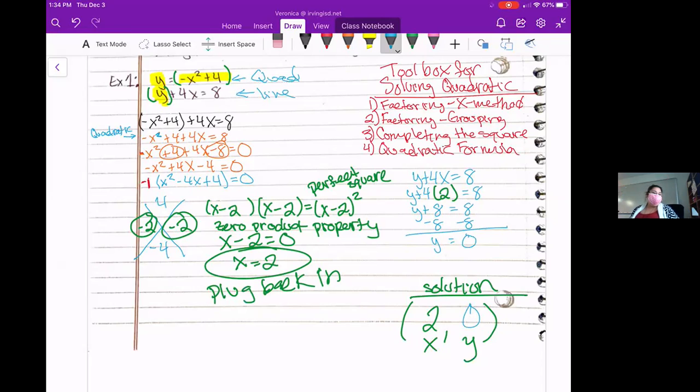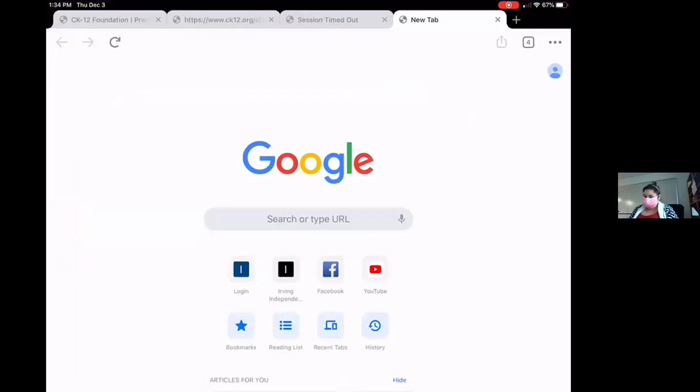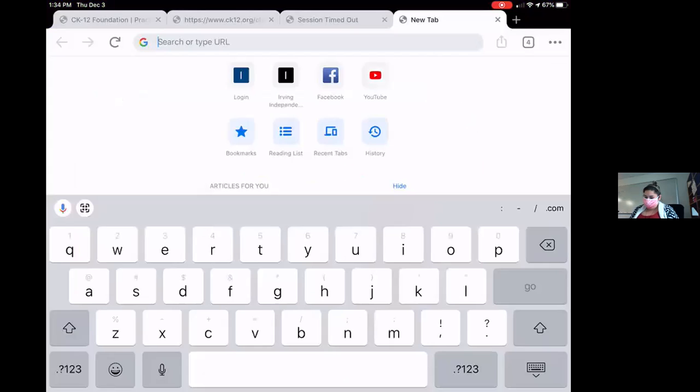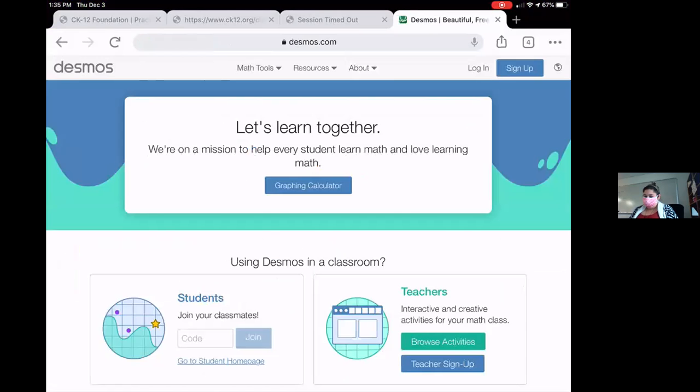Okay, hold on. Let me see if, because I had to keep switching back and forth with 6th period, and that got on my nerves. Let me see if I can. Where do I go? Desmos.com, go. Graphing calculator.